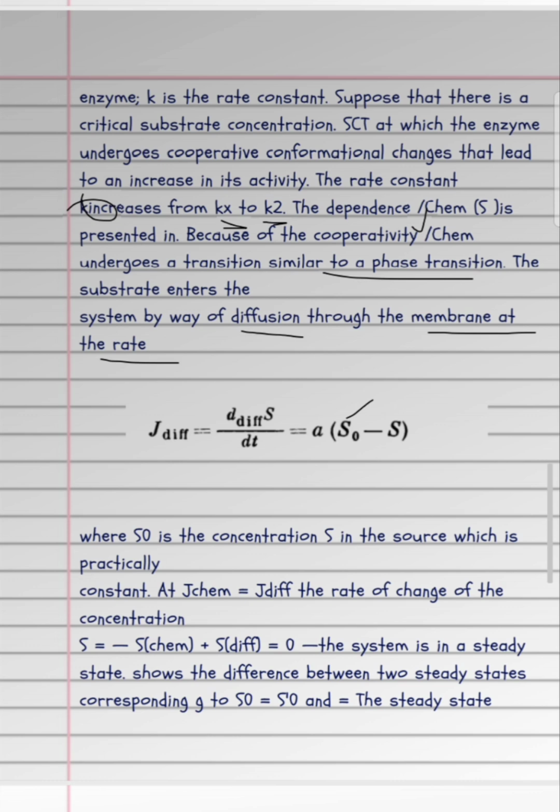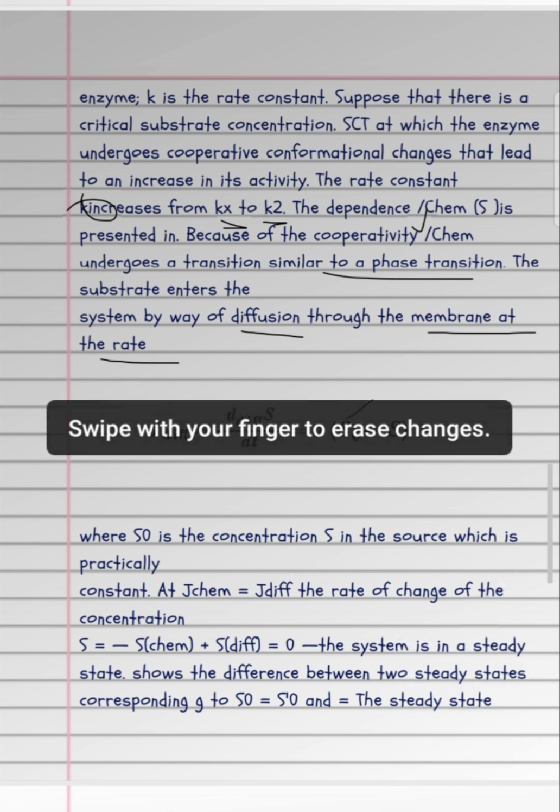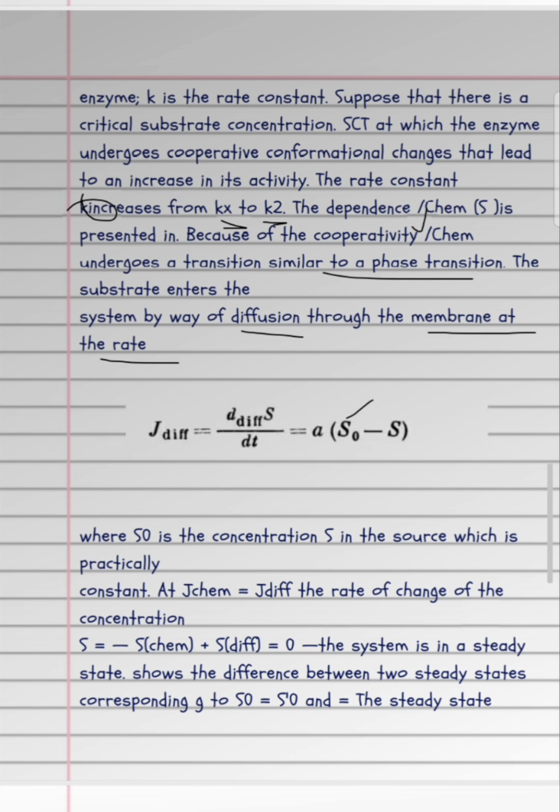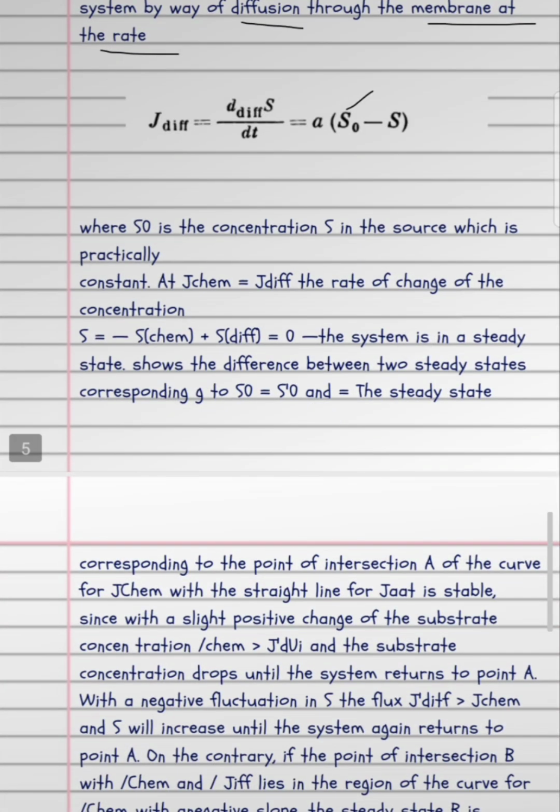At J_chem equal to J_diff, the rate of change of the concentration dS/dt, which is equal to negative J_chem plus J_diff, is equal to 0. The system is in a steady state. The differences between two steady states correspond to S0 equal to S0 dash.